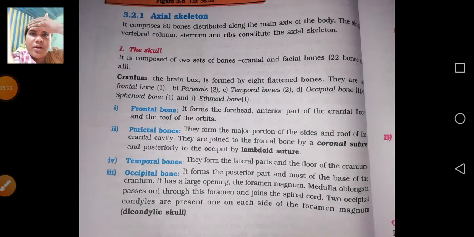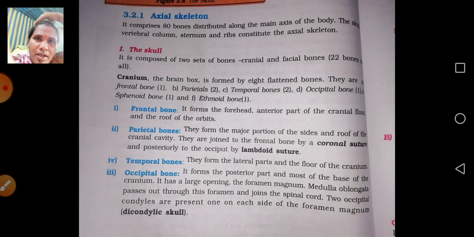This is the frontal bone, this is the parietal, and this is the other parietal. This is the temporal, below the ear. Temporal bones form the lateral portions and floor of the cranium. When you are checking the pulse, you feel it here, at the temporal.